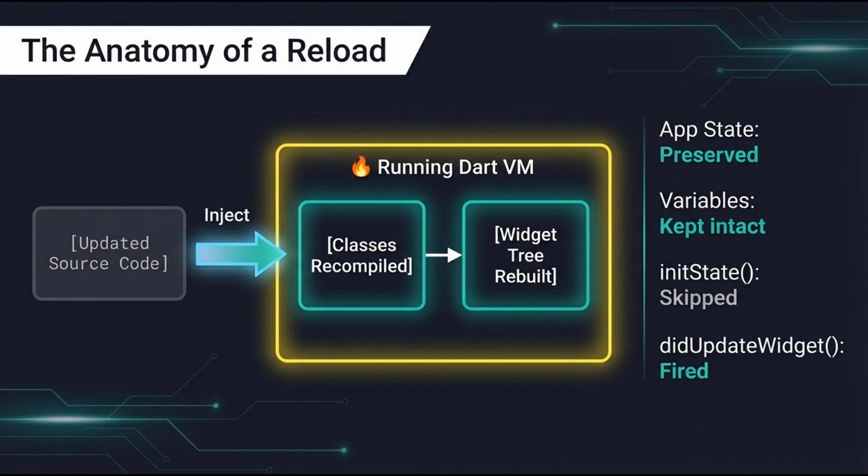So technically, here's what hot reload actually does. Your updated source code gets injected into the running Dart VM. The VM recompiles only the changed classes and rebuilds the widget tree. But here's the key. Your app state stays intact. Variables keep their values. Scroll positions are preserved. And importantly, initState is skipped. It doesn't run again, but didUpdateWidget does fire.